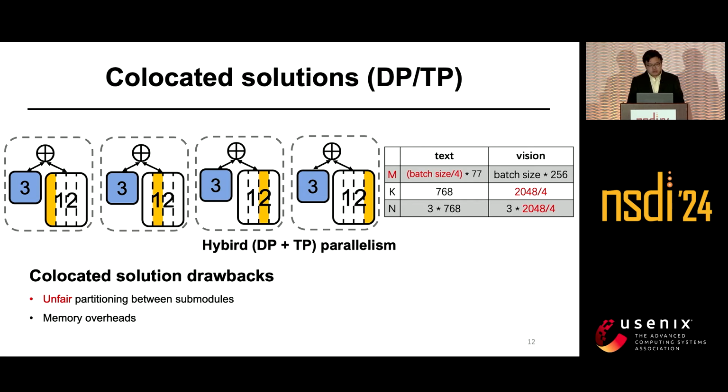So we conclude that the DP and TP solutions are co-locate solutions, because on each device, all of the submodules will be either replicated or partitioned. In conclusion, the drawback of the co-locate solution is that it treats the smaller module, or the module with shorter sequence length, unfairly, because in reality, the smaller module or module with short sequence length should be partitioned or replicated less. This is the only way to avoid overhead. And second, for the co-locate solution, there will be memory overhead in storing the model replication of the smaller model. So this is why the utilization is so low.